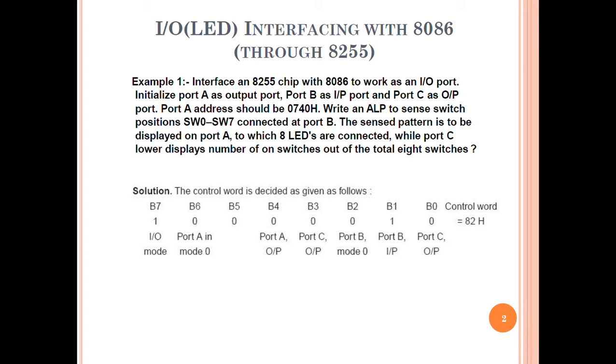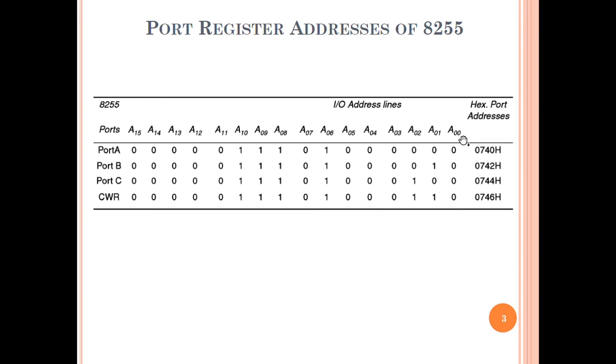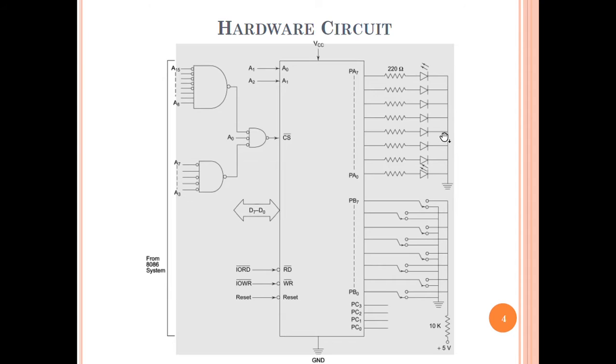To which 8 LEDs are connected, while port C lower displays the number of on switches out of the total 8 switches, and C will display the total number of on switches. So from the diagram, this is port A, which will give output to the LEDs. This is port B, which will take the input from the switches.